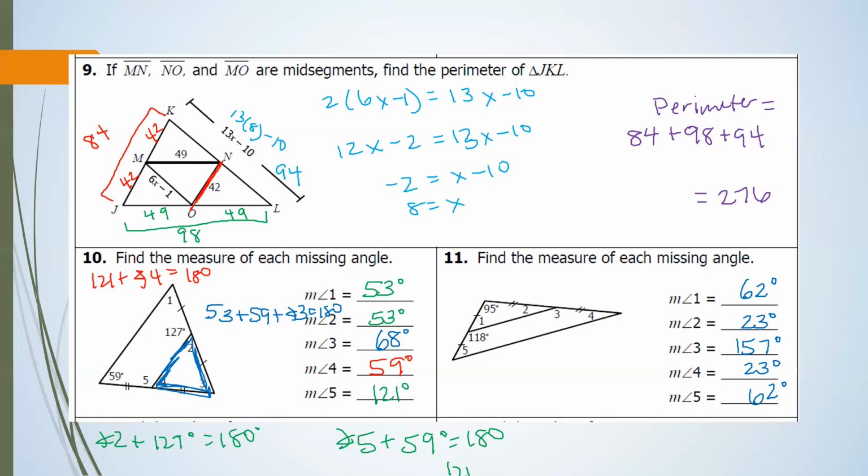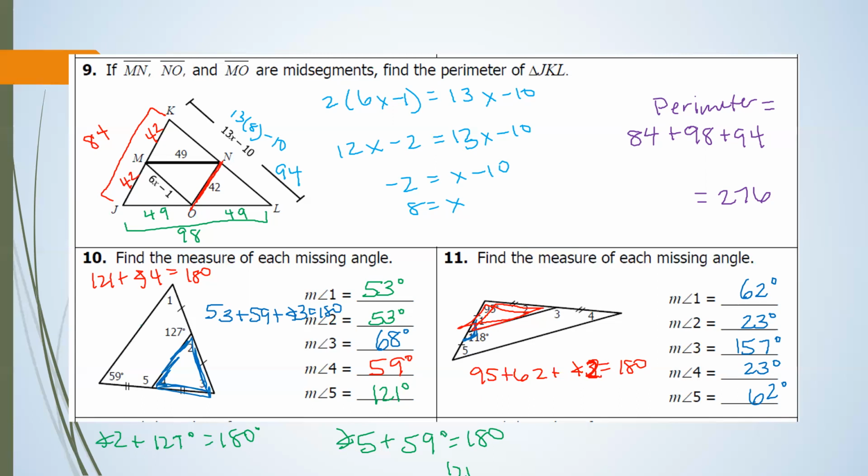Okay, so for number 1, you should have gotten 62, because angle 1 and this 118-degree angle are a linear pair, so they have to add up to 180. For angle 2, you have this triangle. You know one of the angles is 95, and we just said angle 1 was 62. Those three angles have to add up to 180. So when you solve for angle 2, you get 23 degrees.